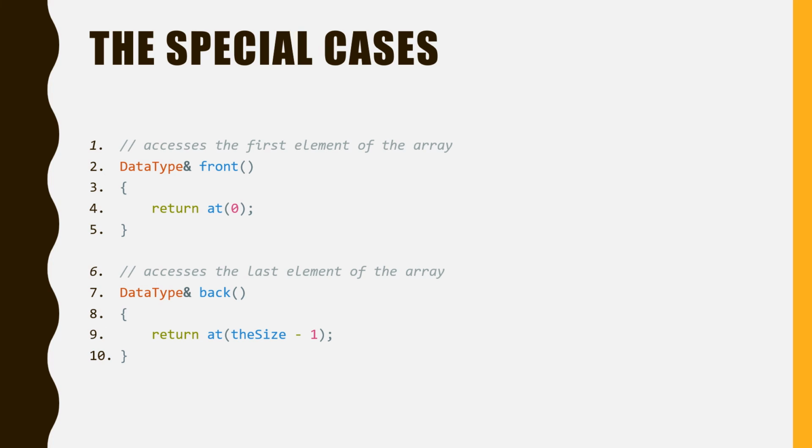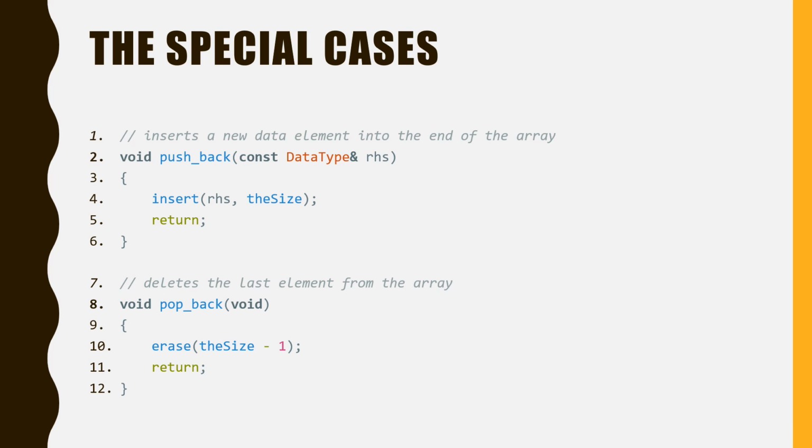Finally, let's talk about the operations that are special cases of the previous ones. Here, we show the implementations of front and back, which access the first and the last element of the array, respectively. As you see, these operations can be performed by calling the more generic data access operation at. We just need to supply the proper index.